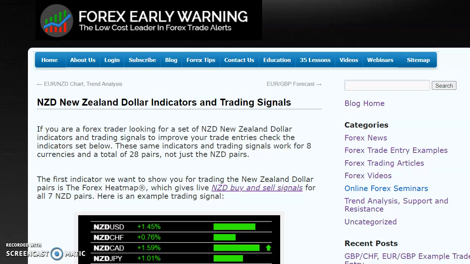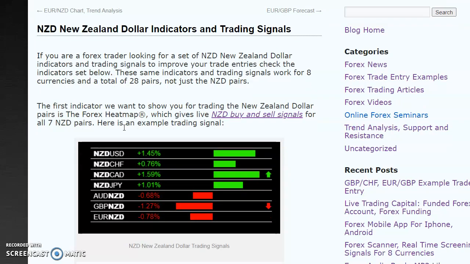So let's look at the first example. This is the Forex Early Warning website, and this is the first example we'll look at. So this is a live indicator. It's called the Forex Heatmap. You can go to our website to learn all about it. So you can see that the New Zealand dollar is weak. It's the base currency here, cross currency here. The New Zealand dollar is weak on all 7 pairs. These are the 7 most liquid currencies. So this is a good time to consider buying the New Zealand dollar.